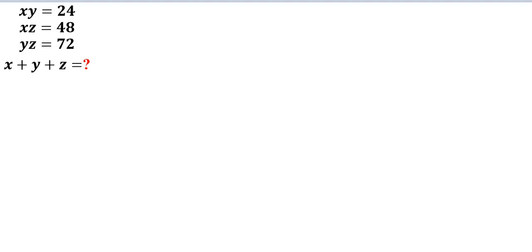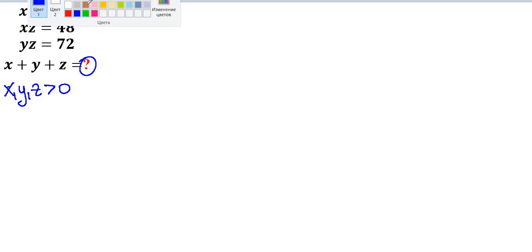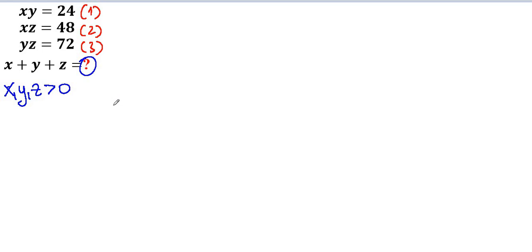Hello everyone, in this video we are going to find the value of x plus y plus z if it's given the following three equations. Let's start. So here we have to note that x, y and z are positive numbers. So here let me label each equation as follows. This is the first, this is the second, this is the third equation.